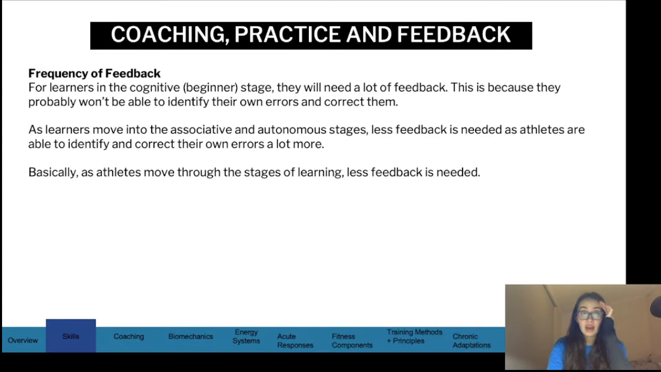We've got frequency of feedback. Learners in the cognitive beginner stage will need a lot of feedback because they probably won't be able to identify their own errors and correct them. As learners move into the associative and autonomous stages, they get better at identifying their errors and can correct them themselves. And so basically, as they move through these stages of learning, we need less and less feedback.